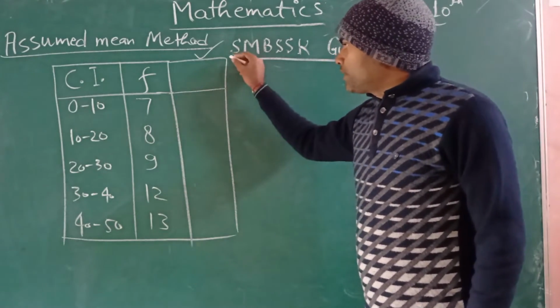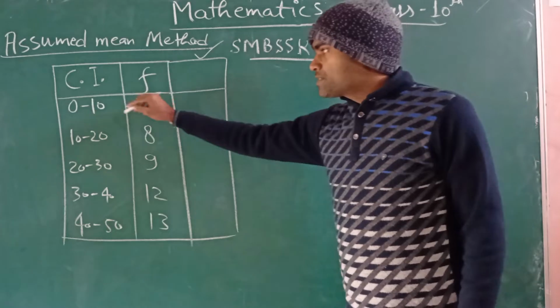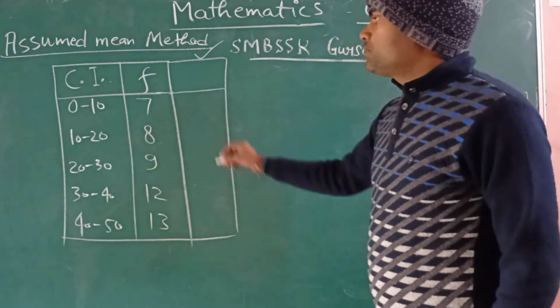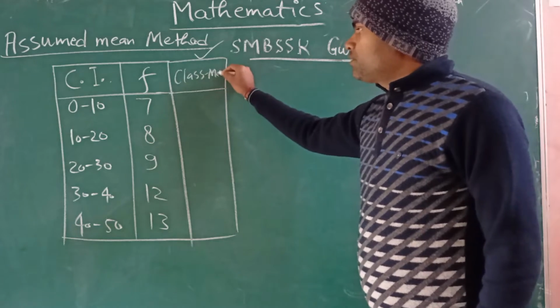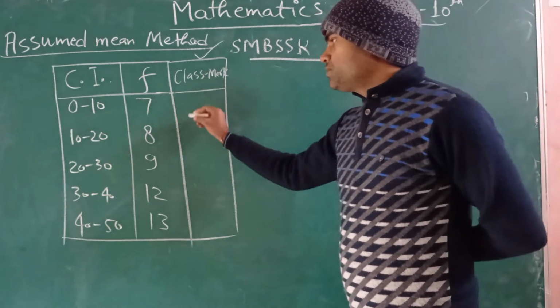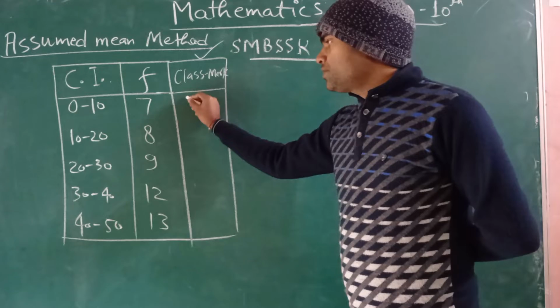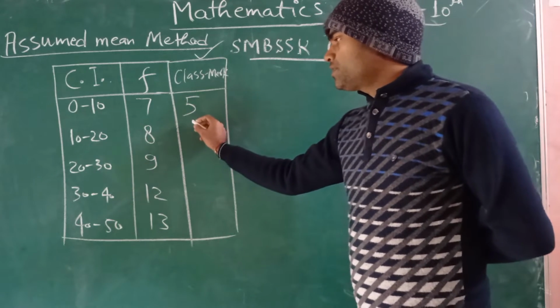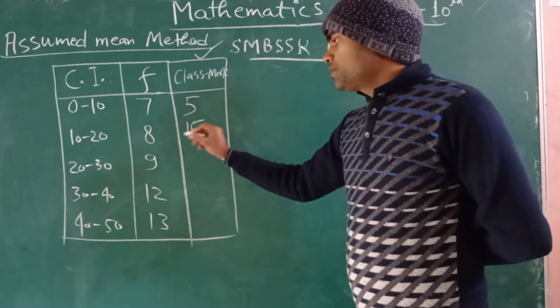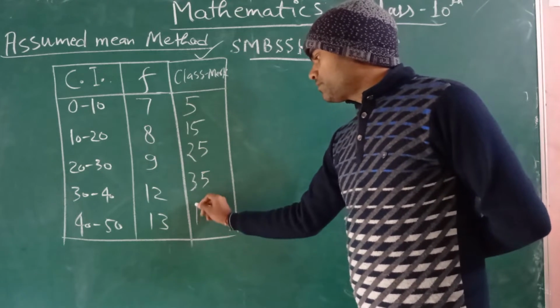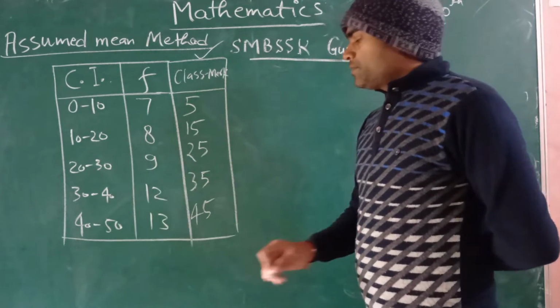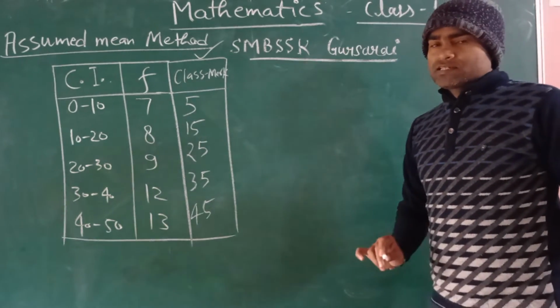So, for finding the mean, we first calculate the mid value, or you can say class mark. Mid value or class mark of these class intervals: 0 to 10, 0 plus 10 upon 2, that is 5; 10 to 20, 30 upon 2, 15; 50 upon 2, 25; 35 and 45. The gap is exactly equal to the class size.